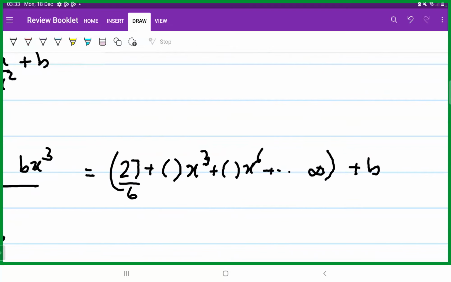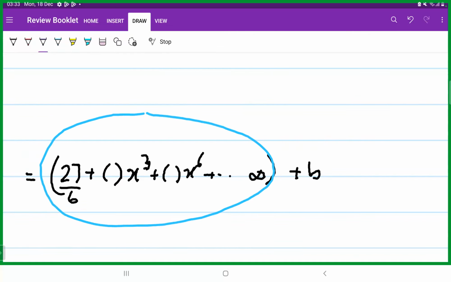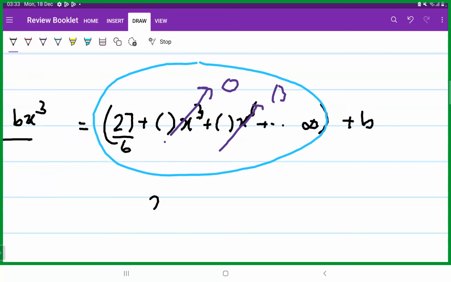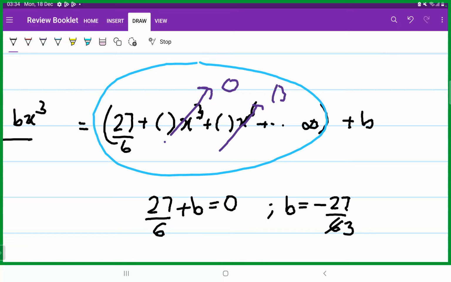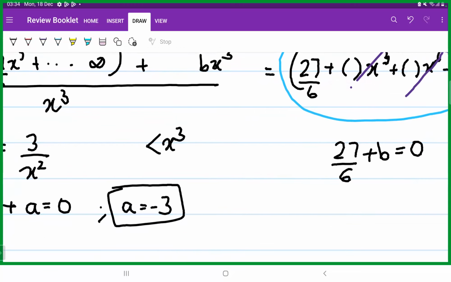Now when you put x equal to 0 in this expression, all of these terms will be 0. So what is essentially left is 27 by 6 plus b is equal to 0. Therefore, the value of b will be minus 27 by 6. Upon dividing this by 3, we will have minus 9 by 2. So that is your answer. The value of b is minus 9 by 2 and the value of a is minus 3. Thank you.